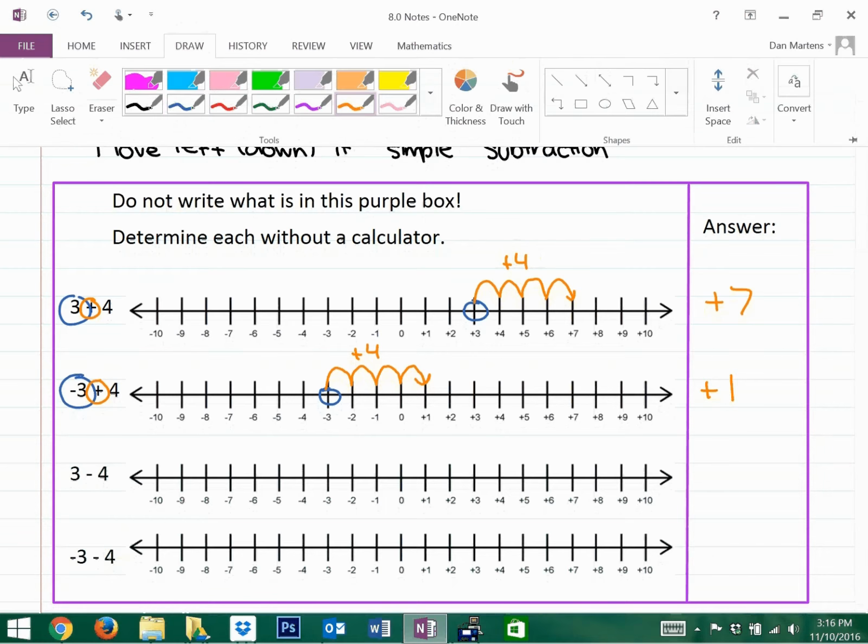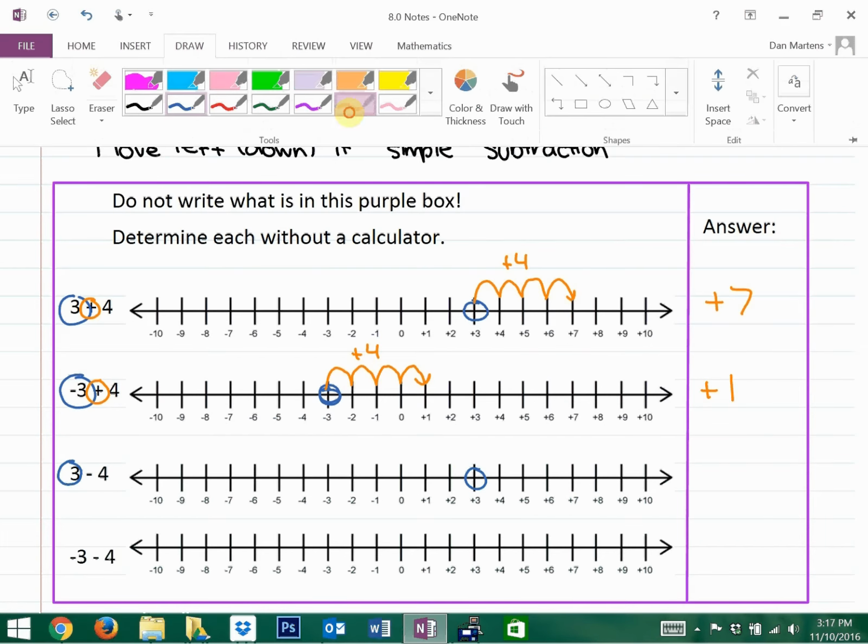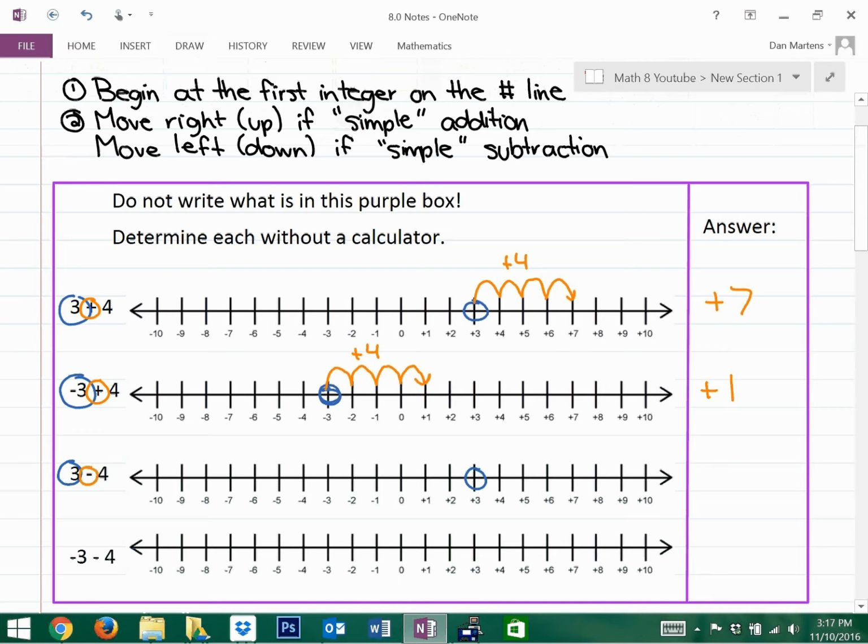Next one, we're going to start at the number 3. So here's the number 3, which is positive 3. And then we are going to subtract 4. So this here is simple subtraction. So to subtract a number, we go down or to the left on the number line. So subtract 4, and that ends up at negative 1.